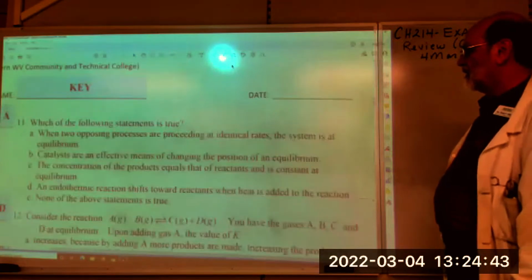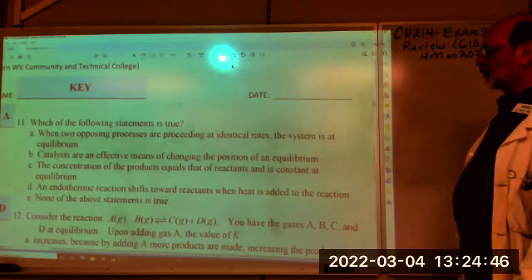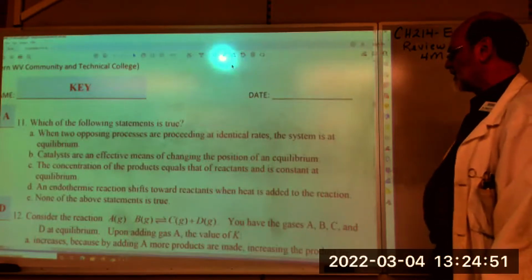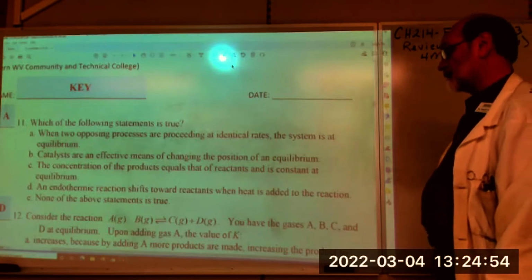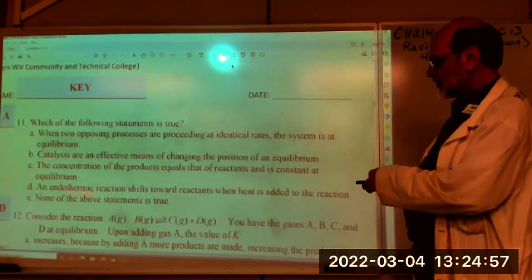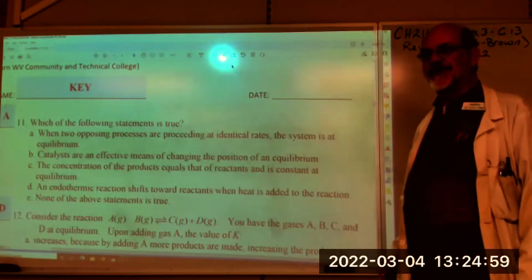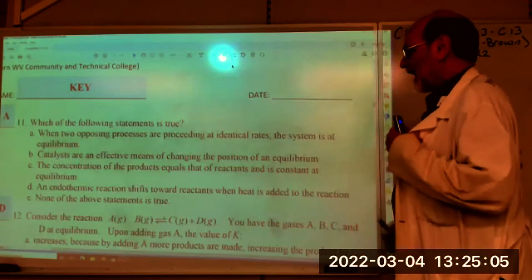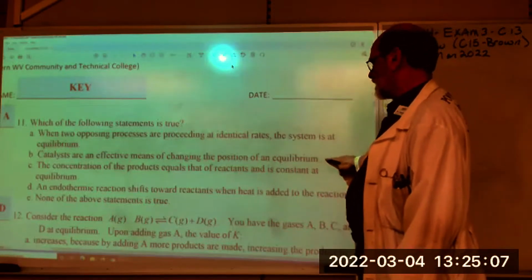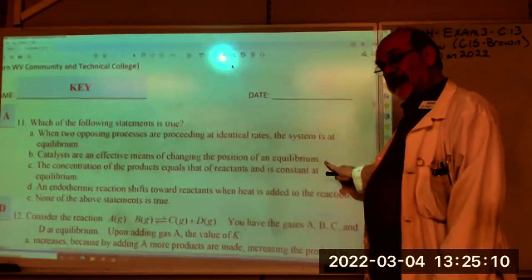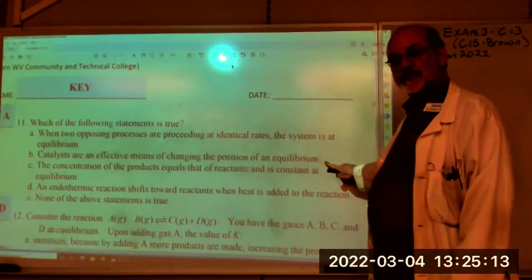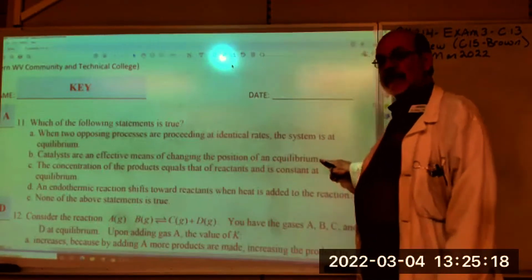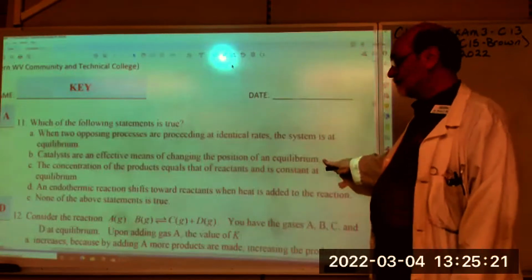Okay. Let's see. Here we go. Which of the following statements is true? When two opposing processes are proceeding at identical rates, the system is at equilibrium. Well, yeah, that's true. And since this one says none of the above are true, we can stop there. We could go ahead and look at the rest of them, which would probably be a good idea. Catalysts are an effective means of changing the position of the equilibrium. Do catalysts have anything to do with equilibrium position or constants? No. Catalysts are involved in kinetics. How fast does the reaction get there?